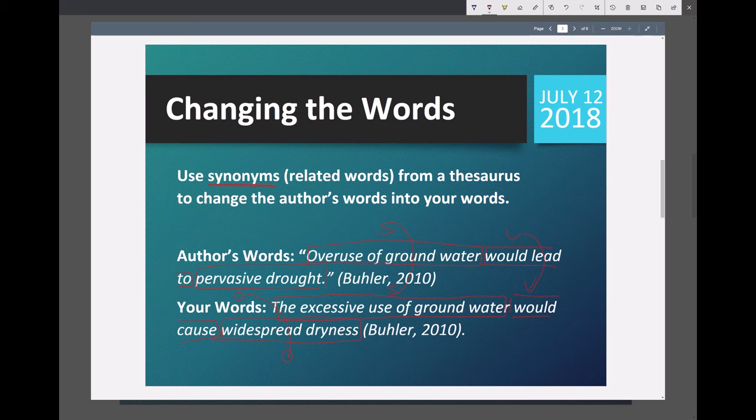Okay, so the synonyms used: overuse becomes excessive use, lead to would be cause, pervasive would be widespread, drought would be dryness. So you can pause this video and try it out. Go to the Longman dictionary, maybe try a word like overuse and see what synonyms you can find. And then once you've done that, try the next word, lead to or lead. And then pervasive, and see if you can get widespread, and drought, and see if you can get dryness. After that, you can move on to the next slide.